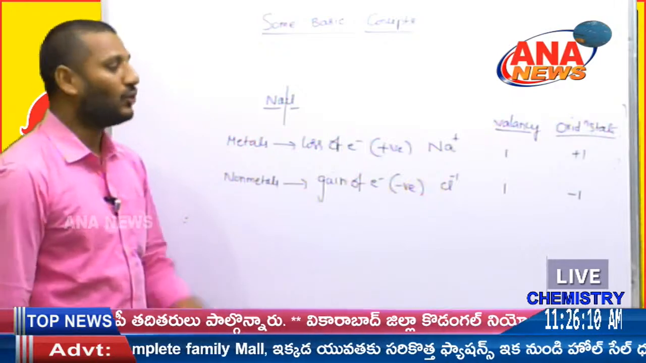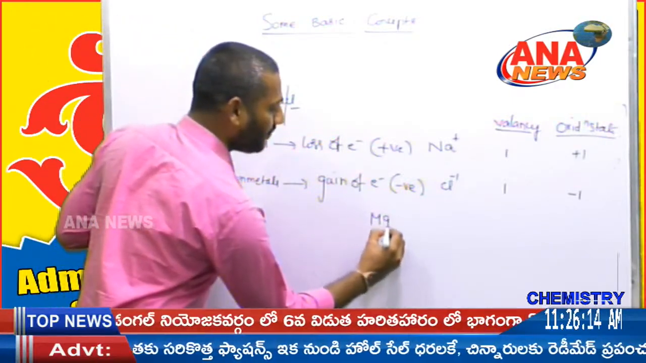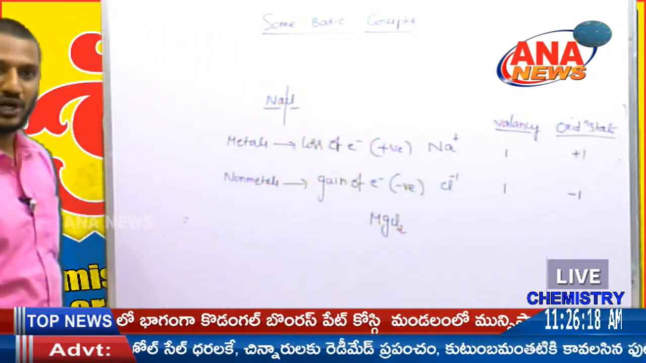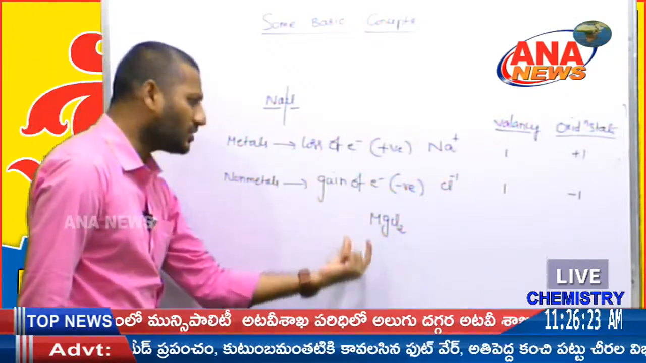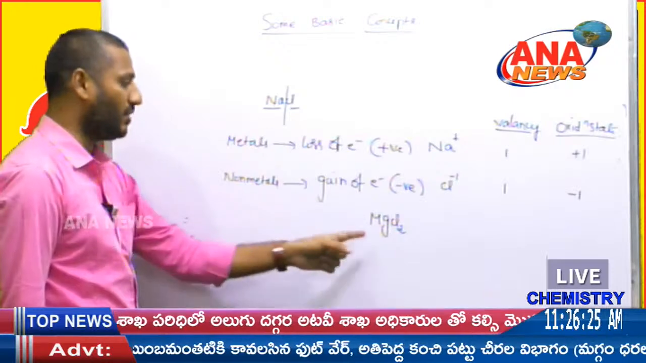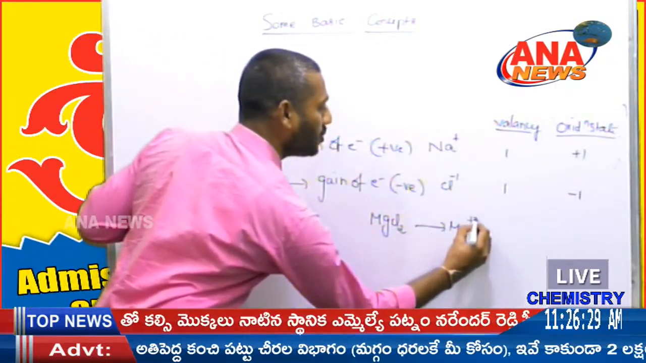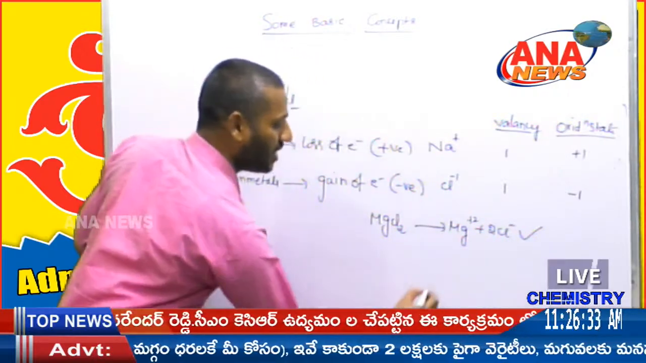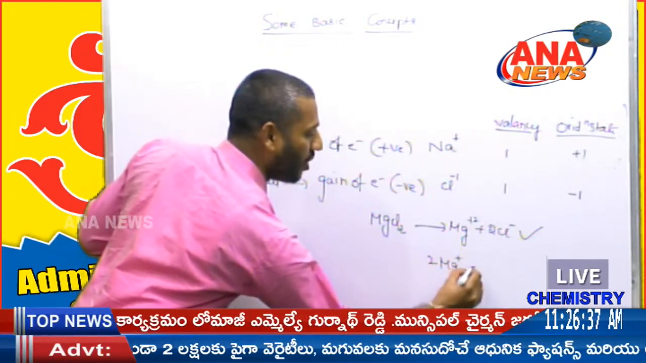Similarly, we have to go to another example, like MgCl2. Already I said how magnesium chloride can exist as MgCl2. How can the cleavage happen? This is also one of the important points. Most of the students can be wrong in this. Magnesium chloride is Mg2+ plus 2Cl-. This is the correct answer, not Mg+2.